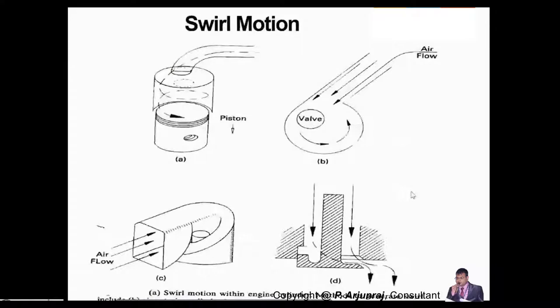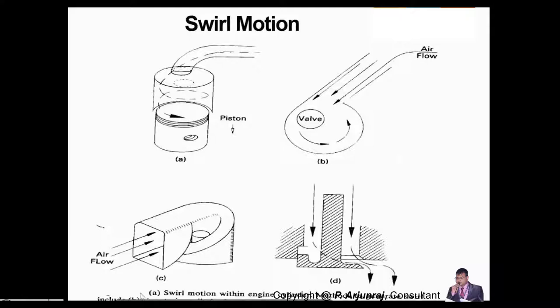And you see, this is very much important. Here the first diagram explains the swirl motion within the engine cylinder. And you have different methods to generate the swirl motion.